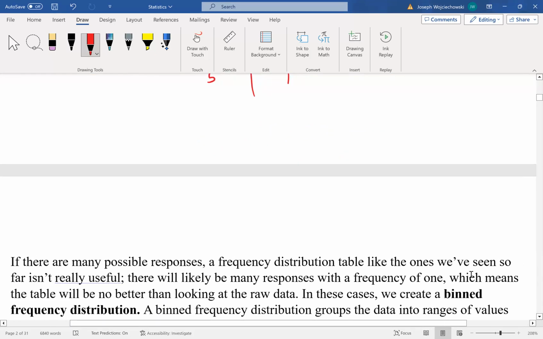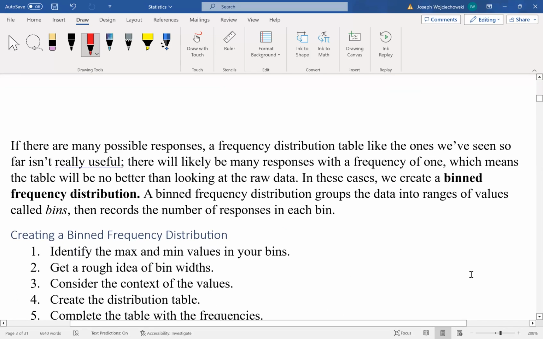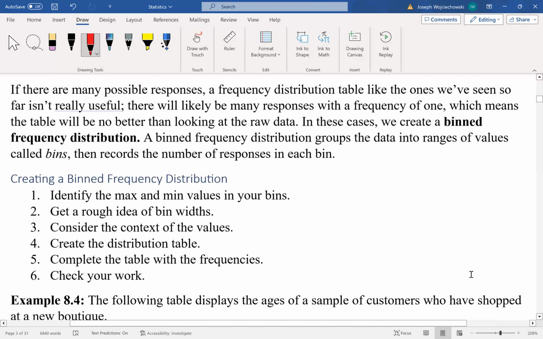However, if there are many possible responses, a frequency distribution table like we've been doing isn't really useful. If there's 100 possible answers or possible responses, I'm not going to have 100 different listings. That would get kind of bulky and isn't really useful.